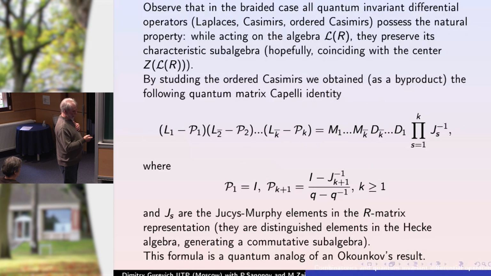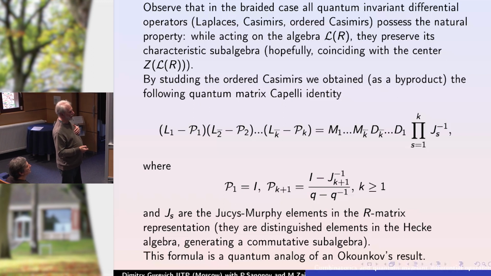And finally, in this way, we obtained a quantum analog of some result belonging to Okounkov. We have the quantum matrix Capelli identity as follows. Here P is just the following fraction, and J is the so-called Jucys-Murphy elements. I don't want to explain what it means, but I would like only to say that in the paper by Okounkov there is a classical analog of this relation.